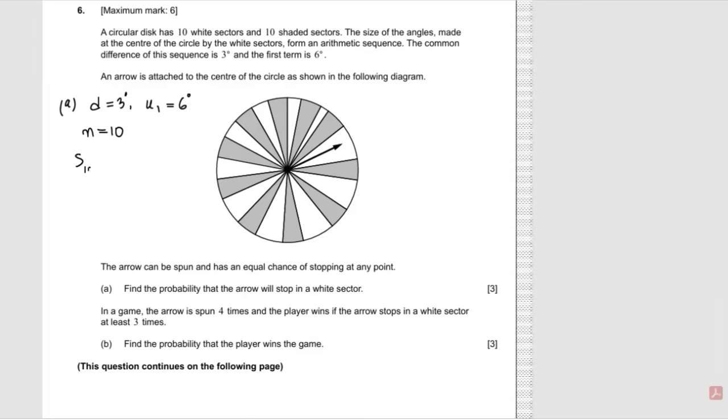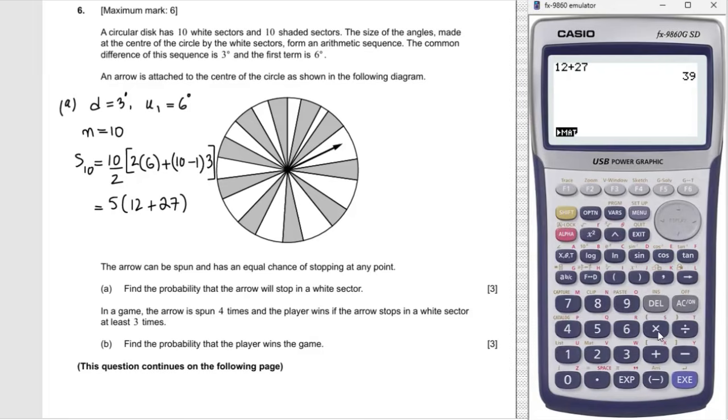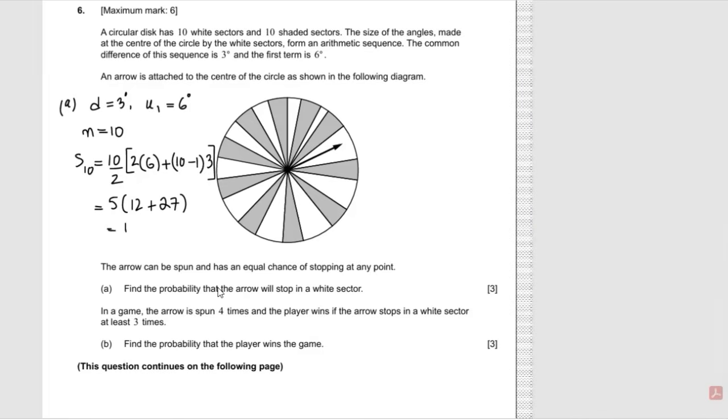I'm going to find S10 so that I can find the sum of all the angles in the white sector. Okay, you'll see what I'm trying to do now. Okay, so 10 divide 2, that's the sum of an arithmetic sequence. And it's going to be 2u1, which is a 6, plus n minus 1, 10 minus 1, into d, which is a 3. Okay, the formula that I'm using, you can check in the formula booklet, the sum of an arithmetic sequence. So it's going to be 5 times 12 plus 27. It's 195, right? Okay, now what will be the probability? Since the white sector's total sum is 195 and the circle, the sum of all the angles, is 360 degrees. Now you get it?